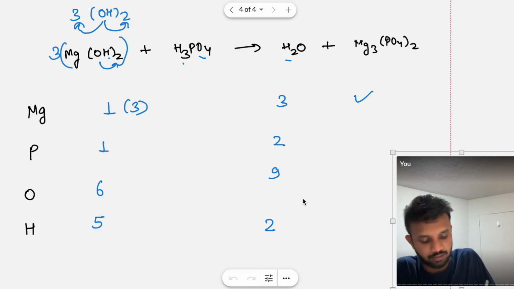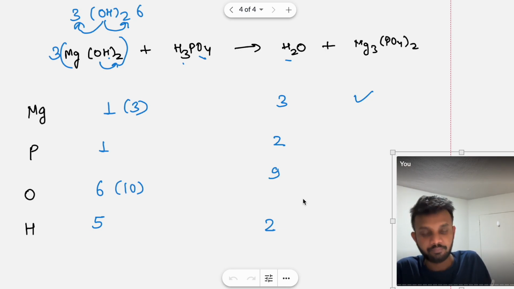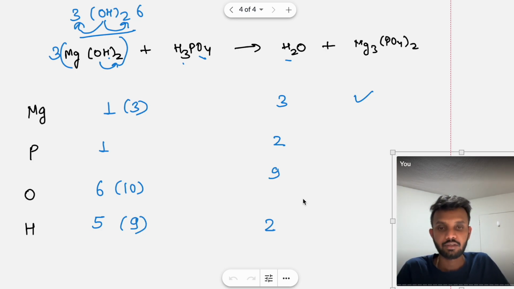Now this will be multiplied with the 3. So I have 6 oxygen from here and 4 from here, right? So the total number will be 10. And for the hydrogen, I have 6 from MgOH twice and 3 from here, so I have 9 hydrogens, correct? Now on the product side, I have the same situation.